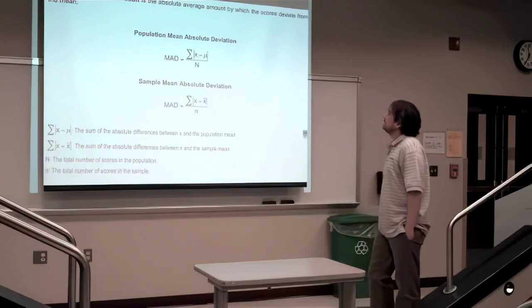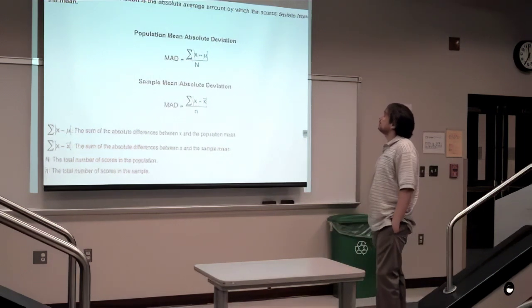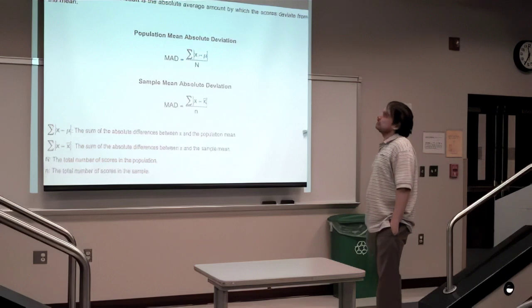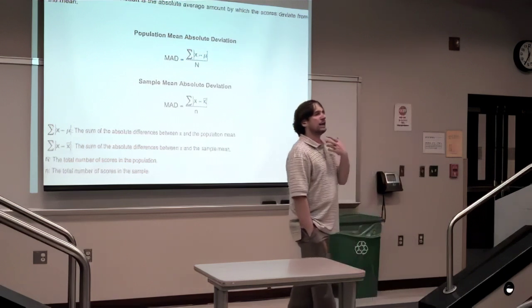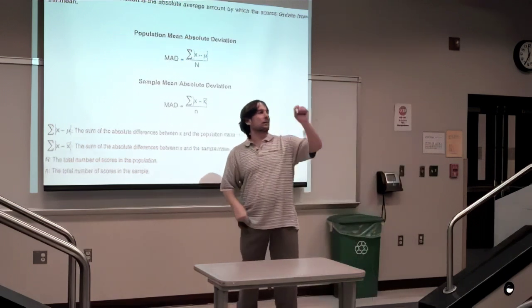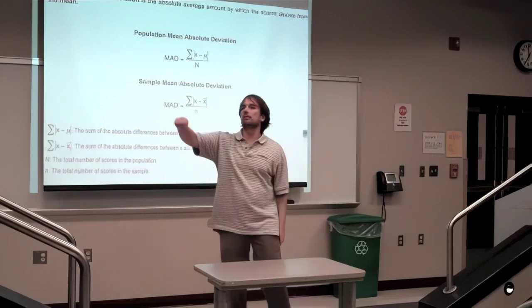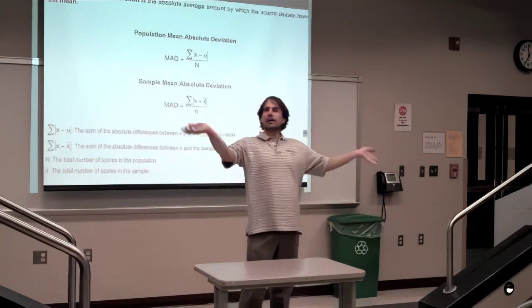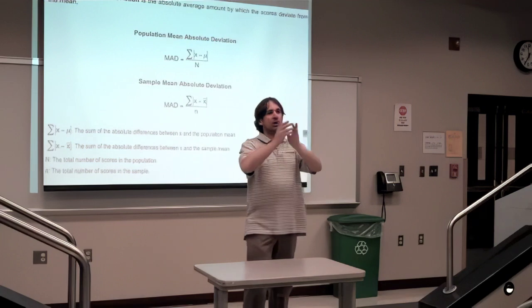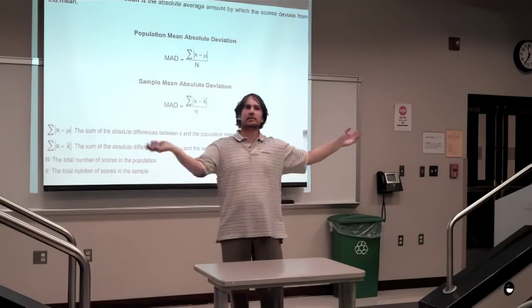The mean absolute deviation is the absolute average amount by which scores deviate from the mean. Now the reason we use absolute is because some are going to be below, in negative distance, and some are going to be positive distances. We don't care about negative and positive. We just want to know the average distance away, regardless if it's positive or negative.